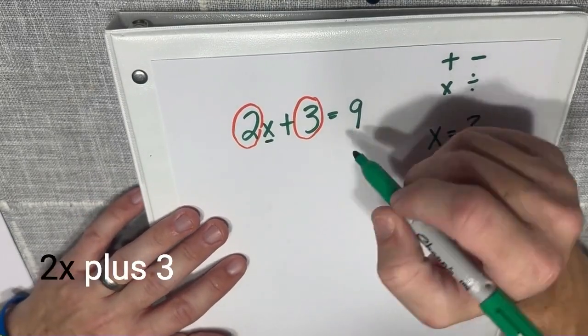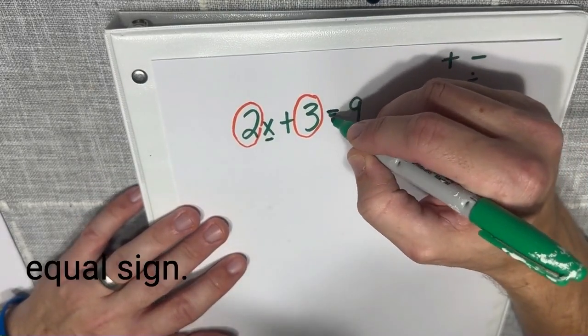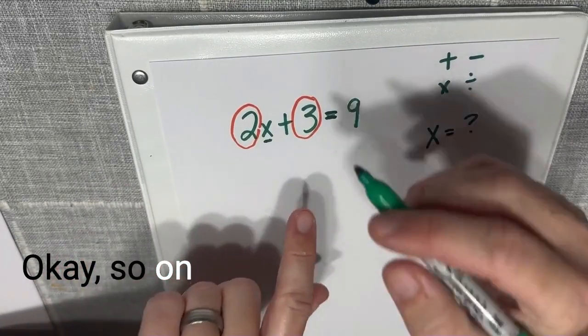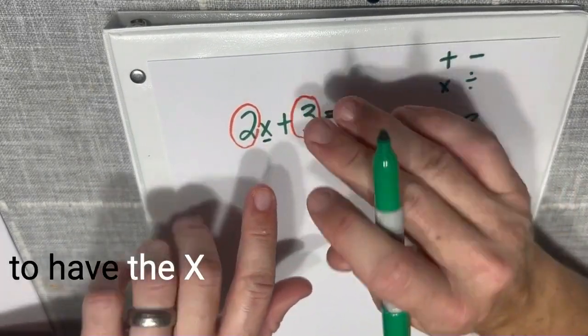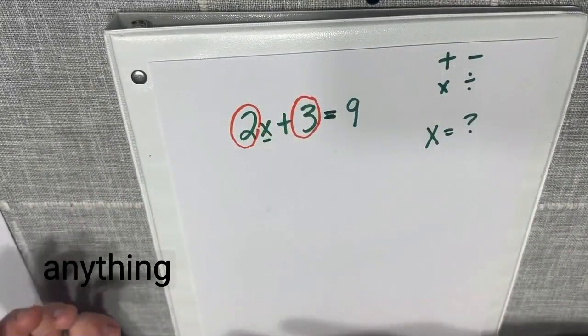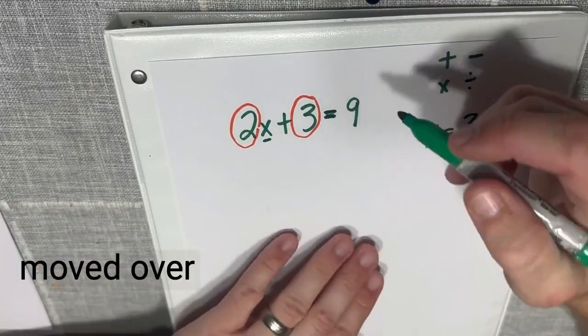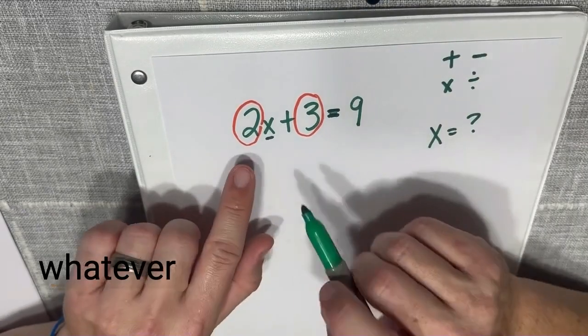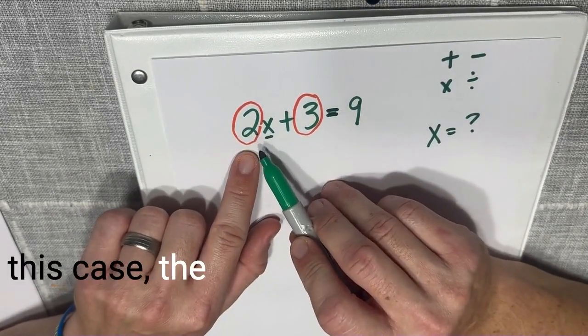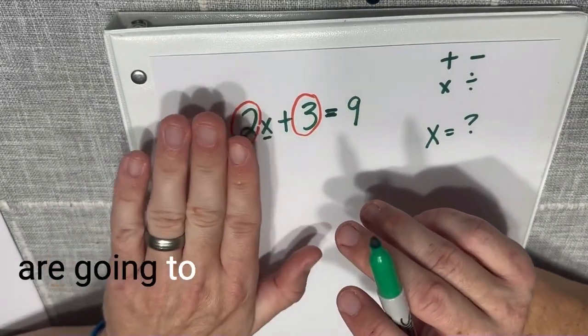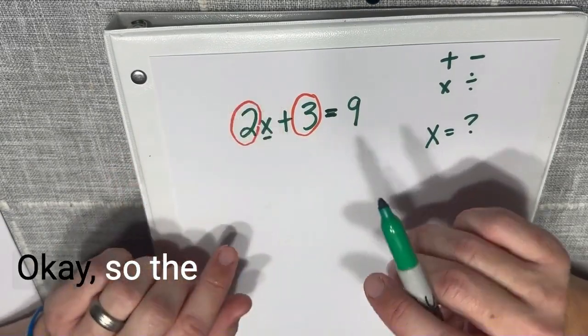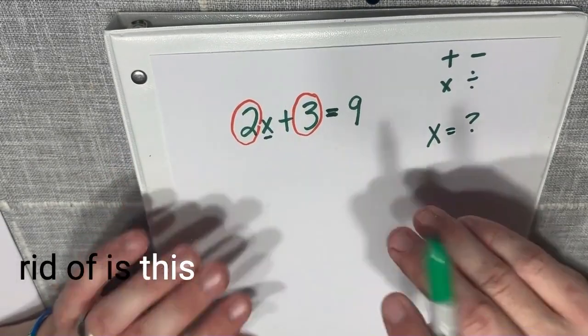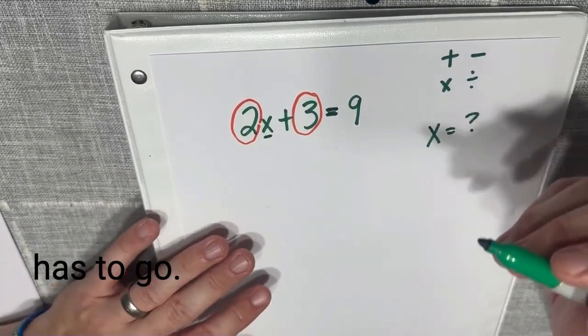So here we got the 2x + 3 = 9. We have this equal sign, okay? So on the left side of the equal sign, we want to have the x, and we want anything that's not the x to get moved over to the right side of the equal sign, okay? So whatever number is with the variable, in this case, the 2 is with the variable, we always are going to work with that last, okay? So the first thing we want to get rid of is this plus 3 has to go, okay?